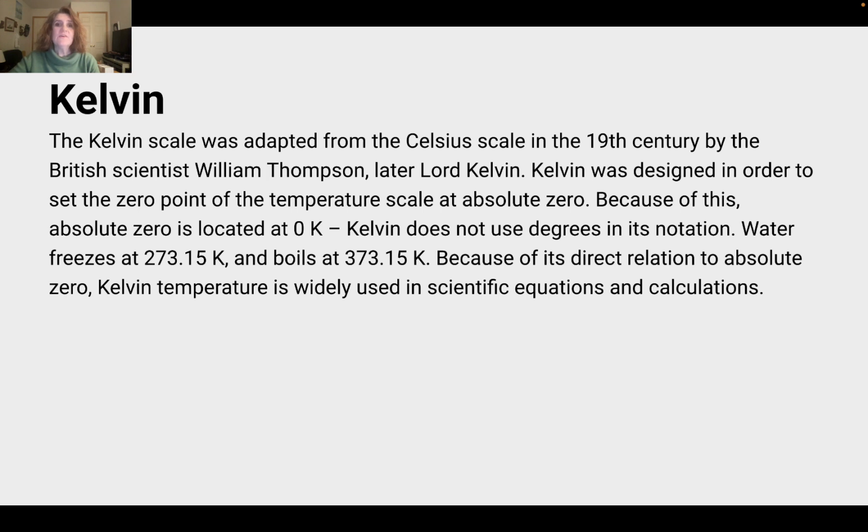The Kelvin scale was adapted from the Celsius scale in the 19th century by British scientist William Thomson, who later became knighted as Lord Kelvin. The Kelvin scale was designed in order to set a 0 point for the temperature scale at absolute zero. Because of this, there are no negatives. Because of this, Kelvin does not use a degree notation.